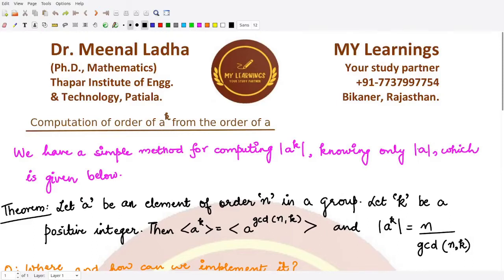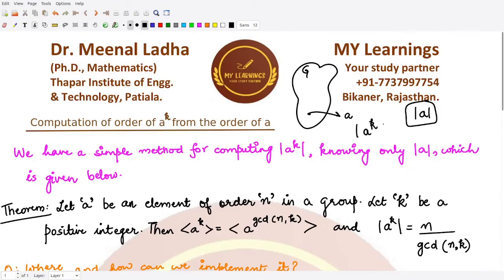In this video we shall be learning about computing the order of the element A raised to power k. Suppose you are given this group G, and we take an element A in this group. We know the order of this element. Now using this order, we would like to calculate the order of A raised to power some k. So we have a relation and a result in this regard.